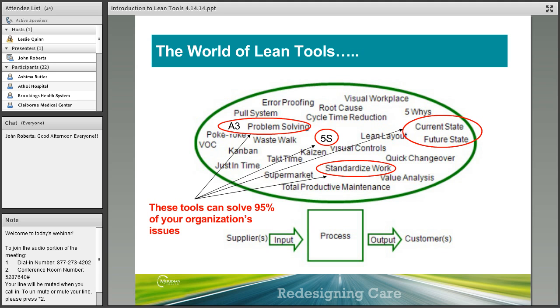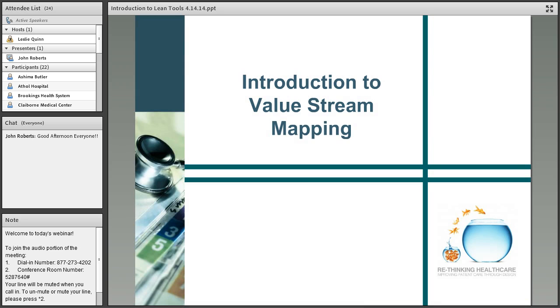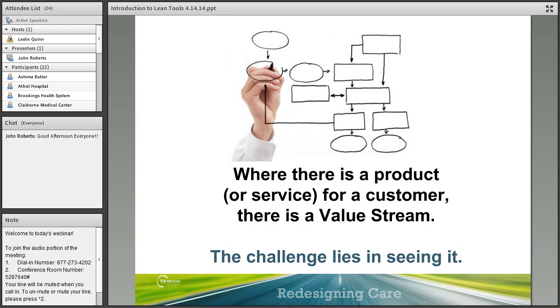But a lot of the other tools will come into play when we look at and develop these different tools. For instance, if we do a 5S project, we may look at Kanban, which is an inventory management system. We may look at a pull system or visual workplace. Those tools we will pull into a 5S project. So you'll see as we go on that these are the basic 4 that will really get us, I think, again, to be able to resolve a majority of the issues that you'll face in your particular hospital. So let's jump right into an introduction on value stream mapping.